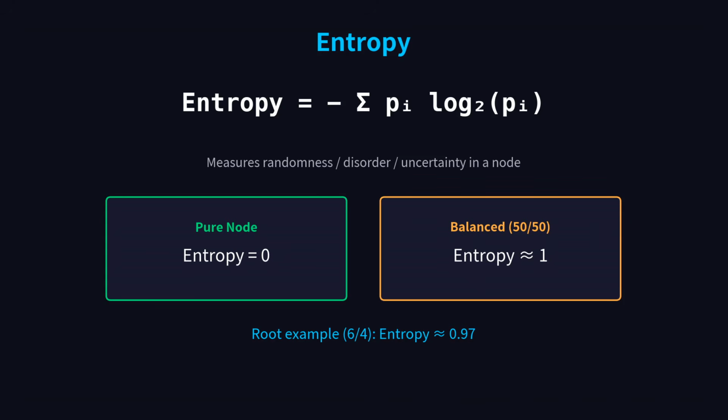Evaluating the same candidate splits with entropy yields similar rankings. Annual income at 110,000 and credit score at 690 both produce the lowest weighted entropy of about 0.84. Both Gini and entropy therefore lead to the same practical conclusion: choose the split that most improves purity.